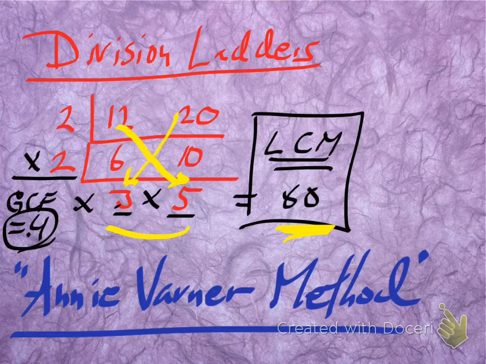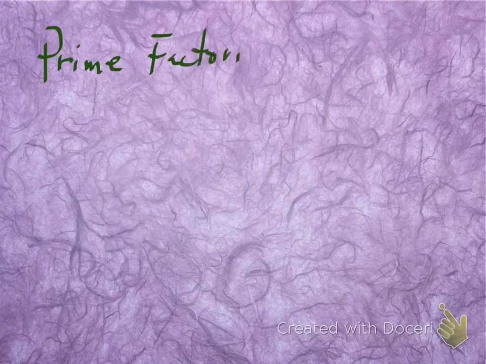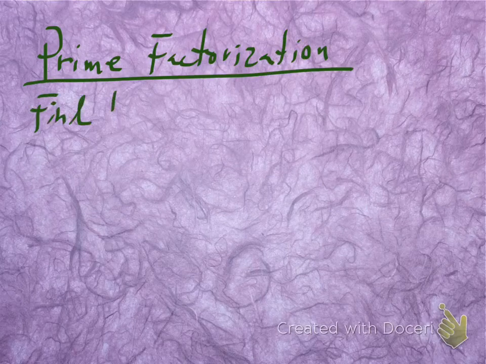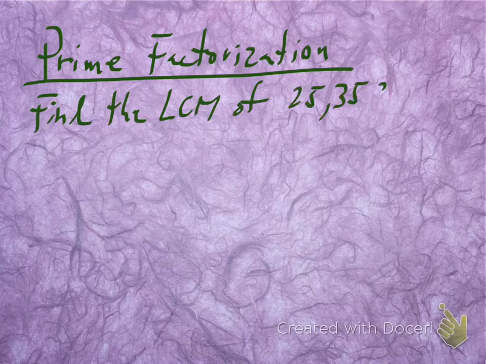We've listed out all the multiples. We've used division ladders. So now let's do the factor trees, because factor trees are fun. Let's go ahead to prime factorization. I'll pick 2 numbers. How about 25, 35? Let's do 3 numbers this time. Let's do 25, 35, and 50.